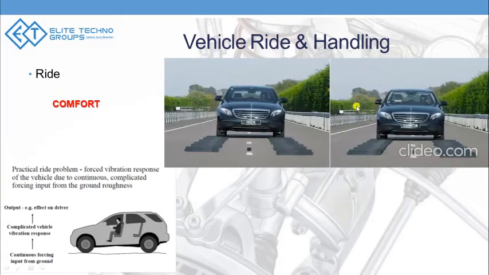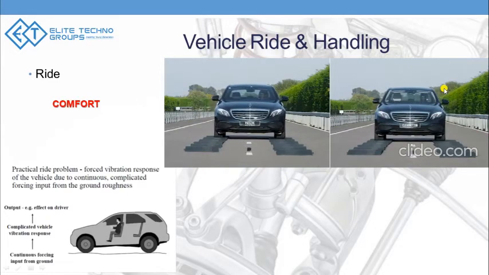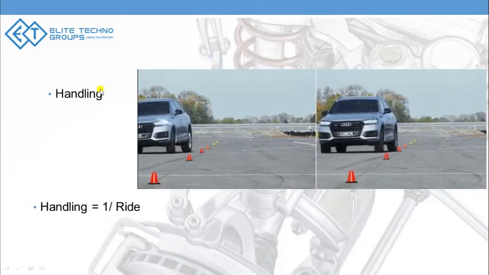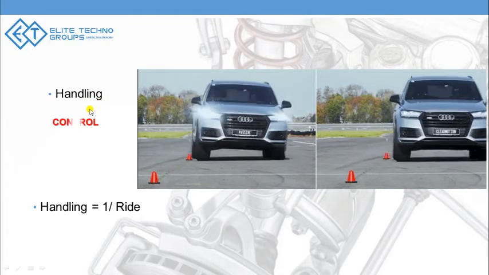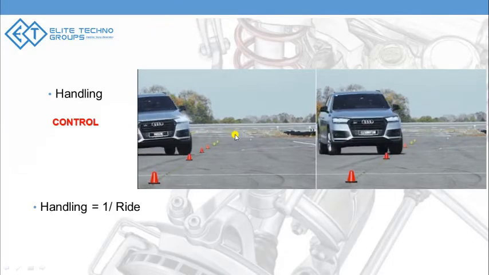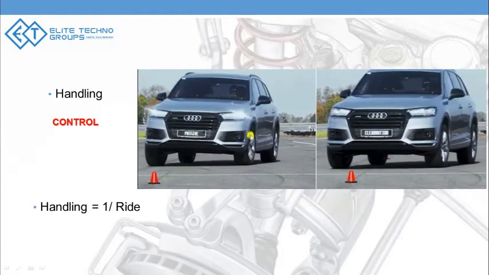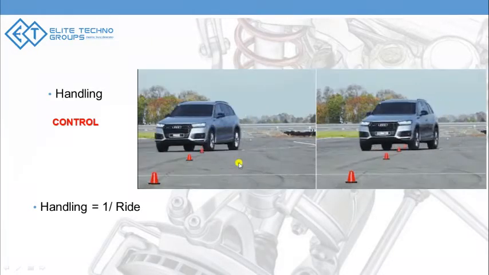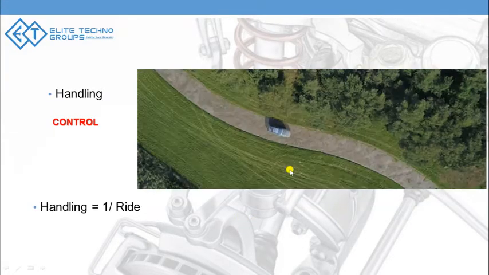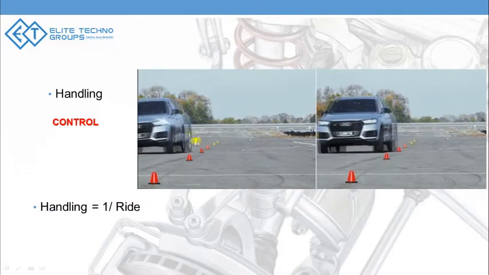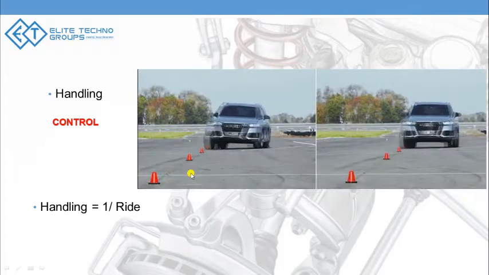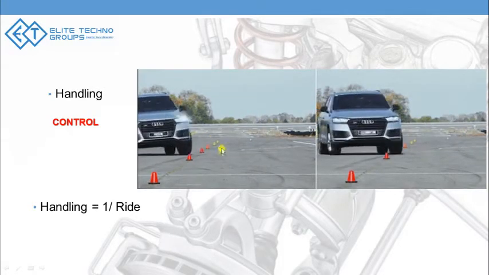The second part of today's purpose of suspension is handling. Handling is nothing but how much control the driver has in the car. When the driver has to drive in a maneuver, or take a sharp, high speed turn, it's the control the driver has of the car that determines how good the handling characteristics of the car are.